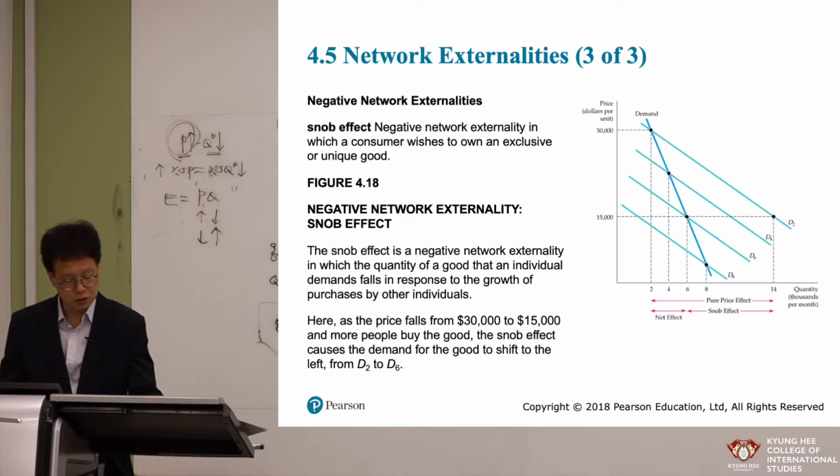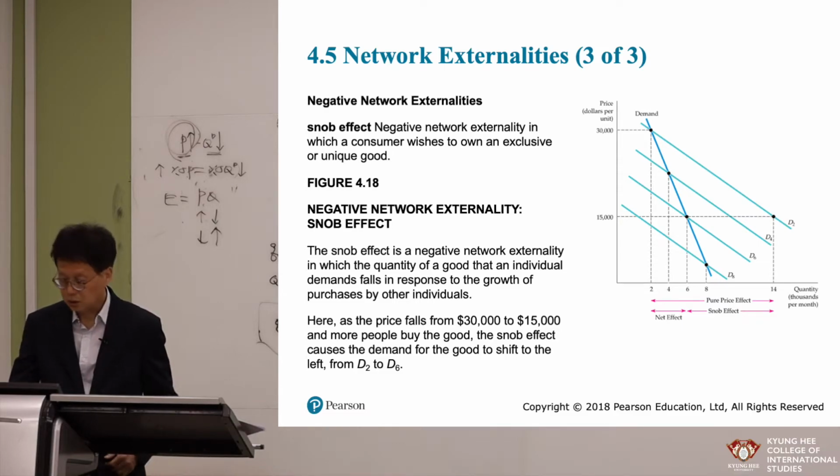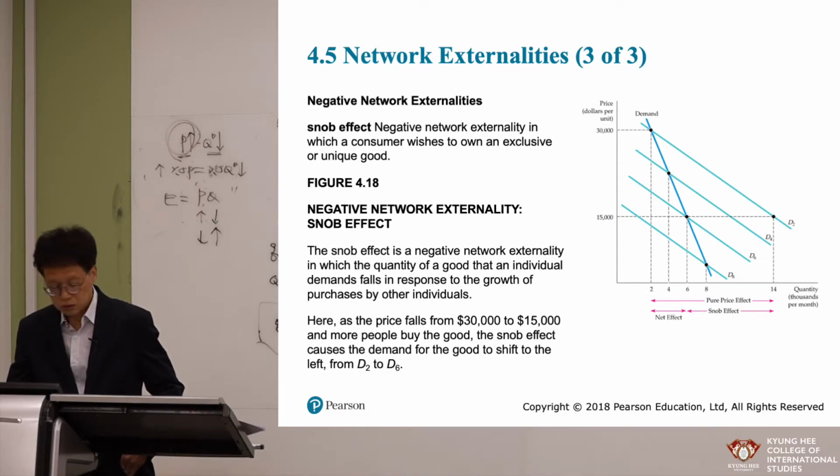Negative network externalities. So the original demand curve is this one. Okay. Now the price is $30,000. So at this one, demand is 2. The price decreased to $15,000. Then demand is 14. So the pure effect is 14 minus 2. So that is the pure effect.